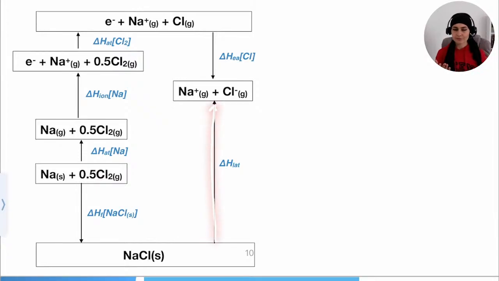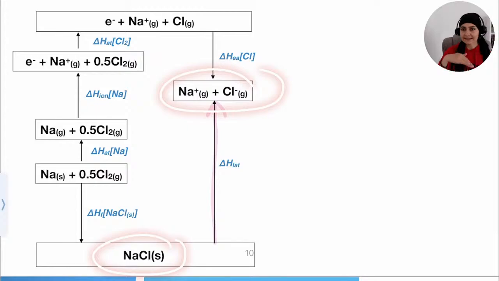So for endothermic reactions, remember, products have higher energy than reactants. So whenever in my Born-Haber cycle the reaction is endothermic, the arrow goes up. Whenever the reaction is exothermic, the arrow goes down. And let's say we need to find lattice enthalpy. So this is the reaction that I want to find. That's my direct route. Now I will try to split NaCl into gaseous ions indirectly.